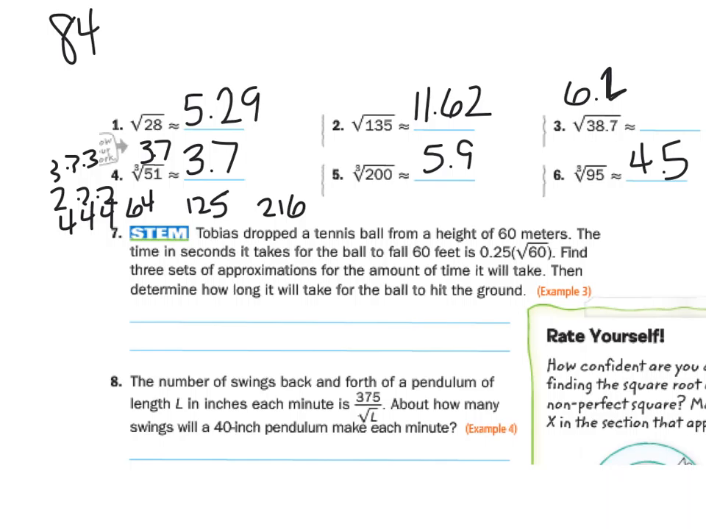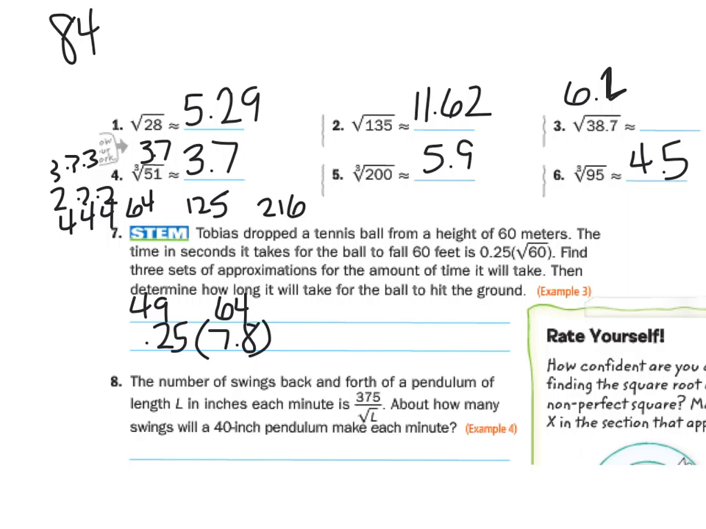So I know 49, 7 times 7. 7 times 7 is 49. 8 times 8 is 64. That's pretty close to 64 though. So they say 3 sets of approximations. I'm going to just do 7.8, which then, since that's my estimate for the square root of 60, I'd do that times 0.25.